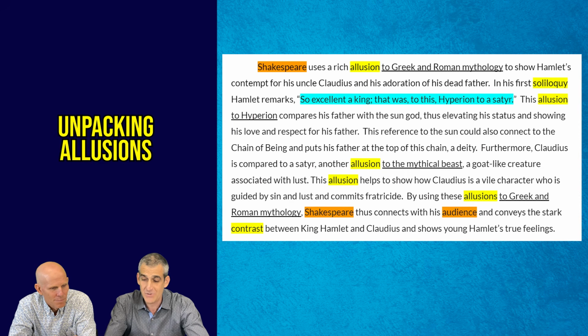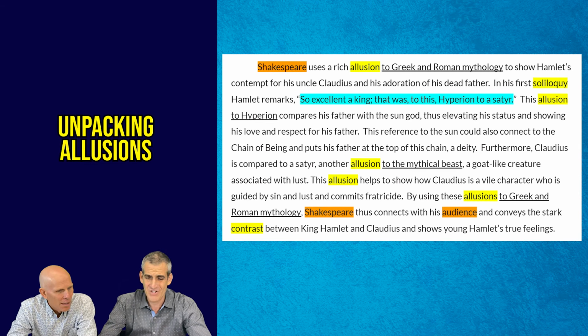Furthermore, Claudius is compared to a satyr, another allusion to the mythical beast, a goat-like creature associated with lust. This allusion helps to show how Claudius is a vile character who was guided by sin and lust and committed fratricide. By using these allusions to Greek and Roman mythology, Shakespeare thus connects with his audience and conveys the stark contrast between King Hamlet and Claudius and shows young Hamlet's true feelings.